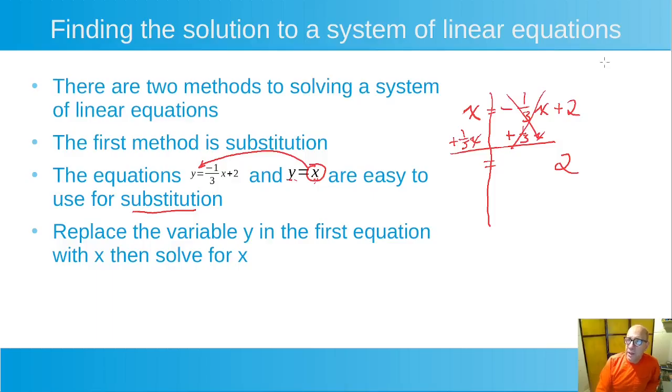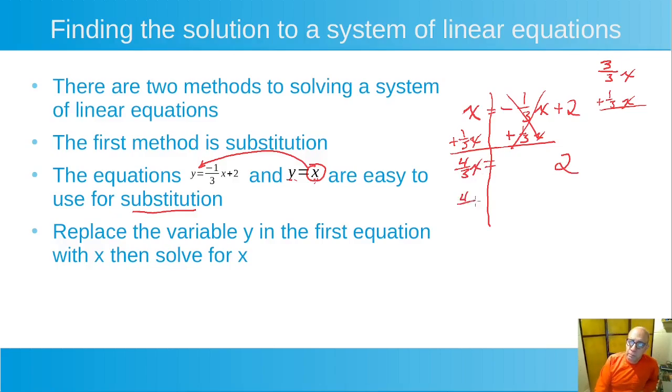So let's take a look at that. If I have 1x, that's like 3/3 x's. And I'm going to add that to 1/3 x's. So 3/3 plus 1/3 is 4/3. So I have 4/3 x on the left. 4/3 times a number equals 2, what is that number?